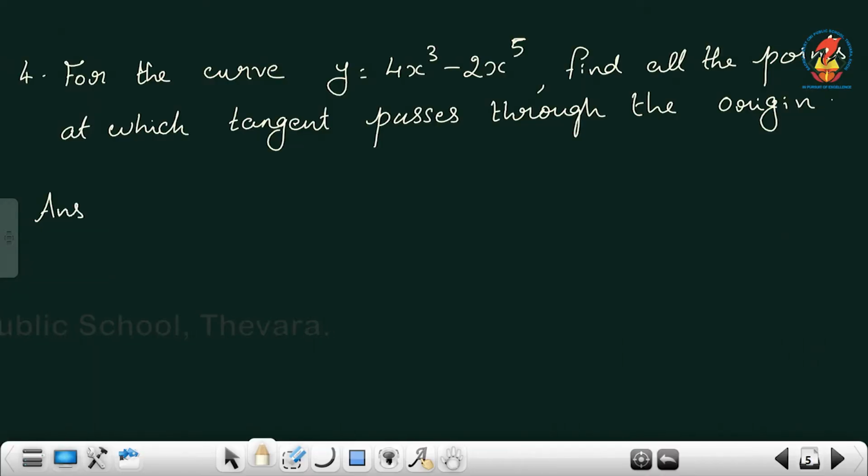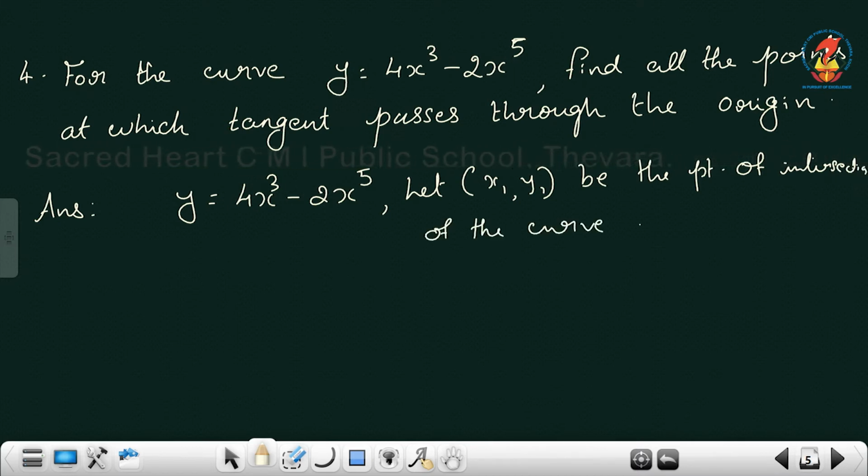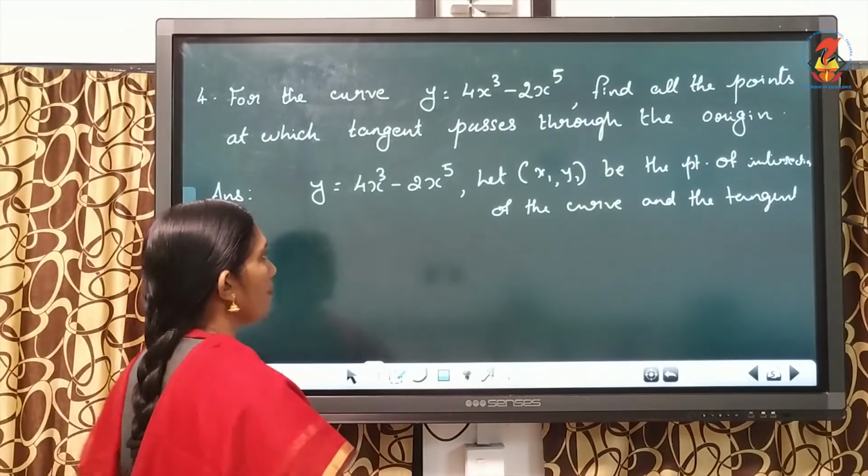So first we can find the derivative. We can find the slope, and the point we don't know. Let x1, y1 be the point of contact or the point of intersection of the curve and the tangent. That only we have to find. Instead of x1, y1 you can take x0, y0, anyway x2, y2, whatever.